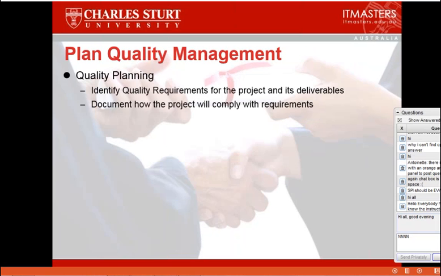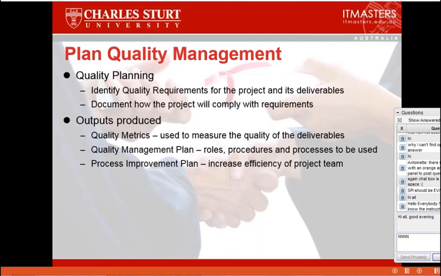Planned quality management is essentially going through the steps of planning, coming up with the quality matrix. How are we going to know that we delivered a quality output? The quality plan will define the roles, procedures, and process to be used throughout the project in terms of quality. We also should have a process improvement plan. How are we going to go about increasing the efficiency of the processes, which essentially are going to deliver us a quality outcome.